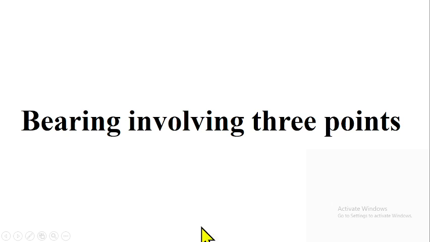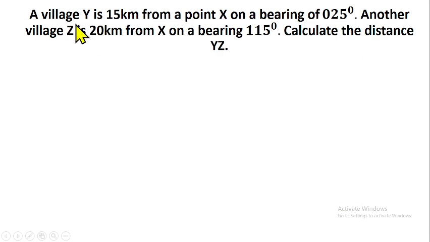Now the ones you have done so far, we have 2 points related, point A and point B, point P and Q, and so on. But here we are going to have 3 points related. The first thing you want to see is the one we have on the screen right now. A village Y is 15 kilometers from a point X on a bearing of 25 degrees.